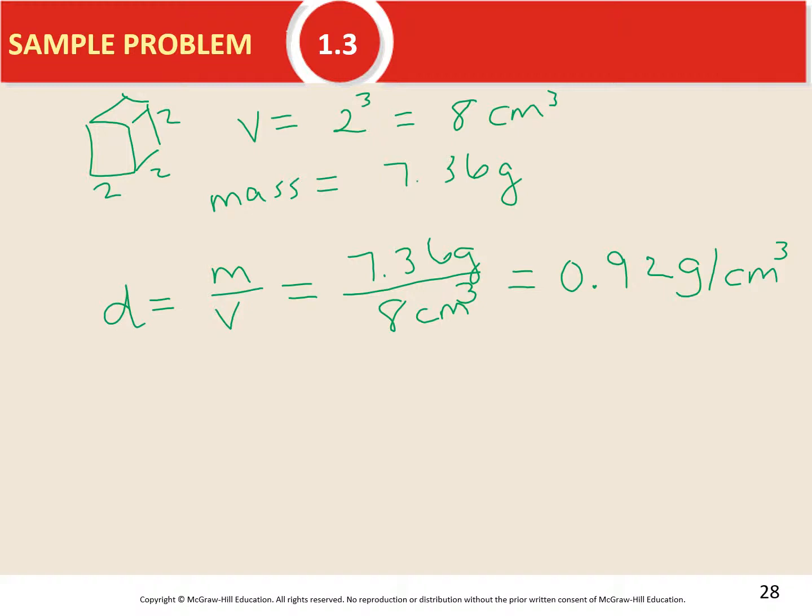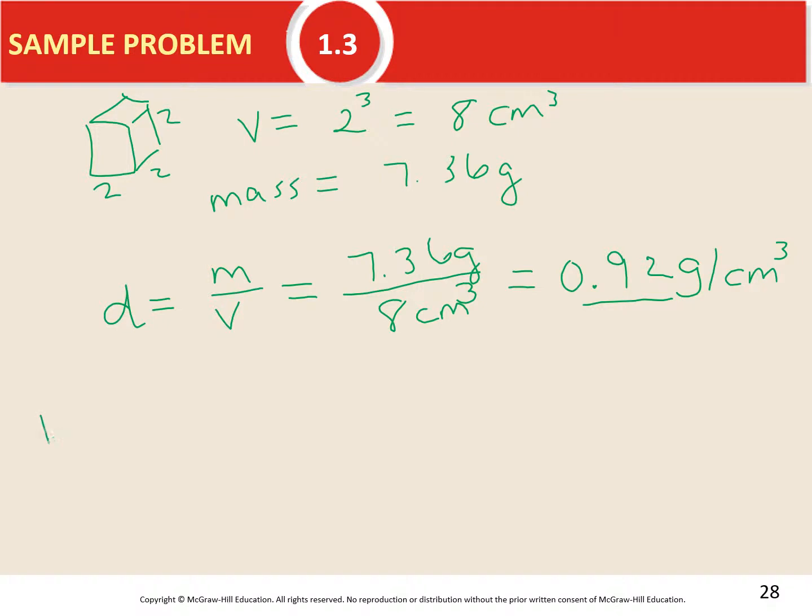You need to know that the density of water is 1.00 grams per milliliter. So the fact that the density is 0.92, that's less than 1, it makes sense that the less dense thing would float in the more dense thing.